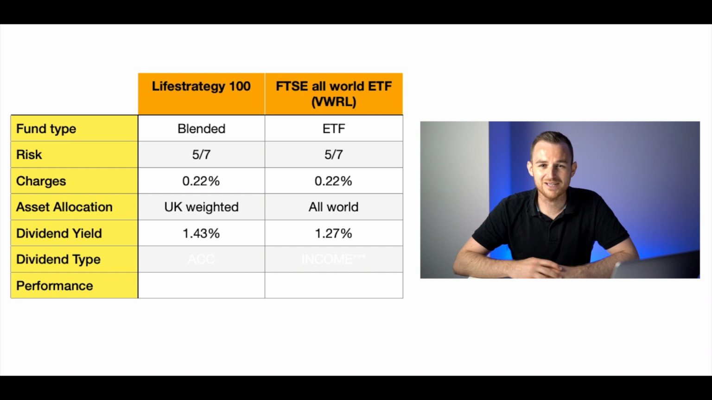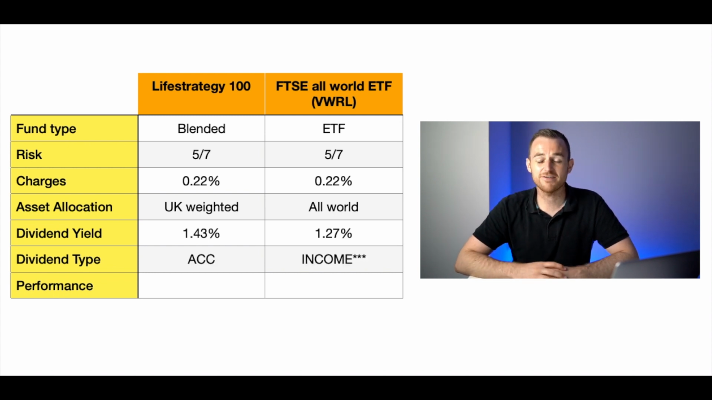Next up is the dividend yield of each of the funds. So the Lifestrategy 100% has a dividend yield of 1.43% at the time of recording. VWRL has a dividend yield of 1.27%. So you can see Lifestrategy 100 actually just beats VWRL in this comparison.